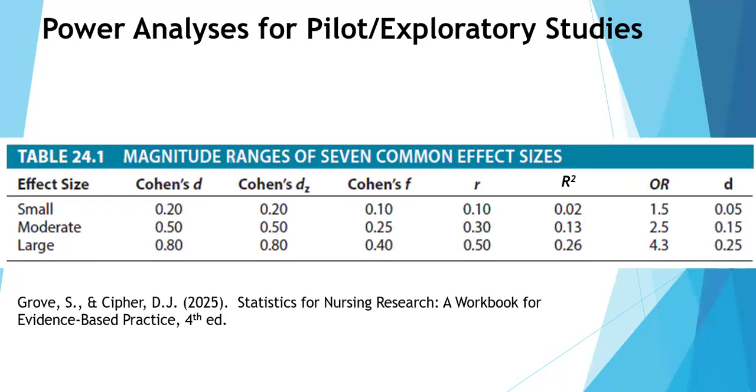Now, here are some ranges of types of effects that are reviewed in the Grove and Cipher workbook. These are the 7 most common effect sizes. And I divided the table into what's considered a small, a moderate, and a large effect. You have the Cohen's d, comparisons between 2 groups on a continuous dependent variable.